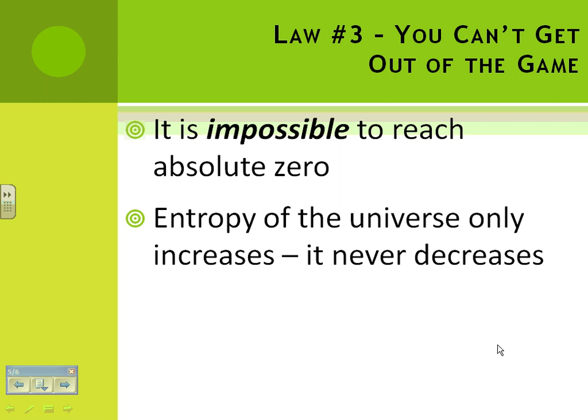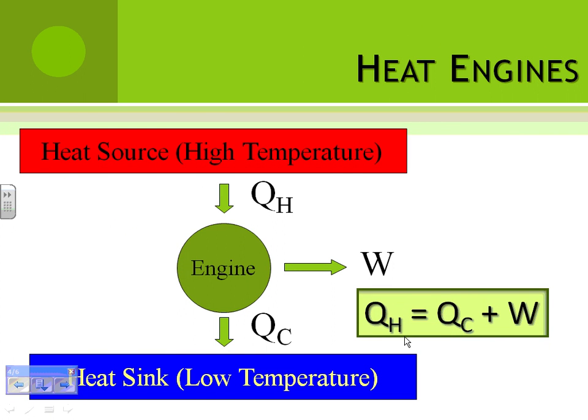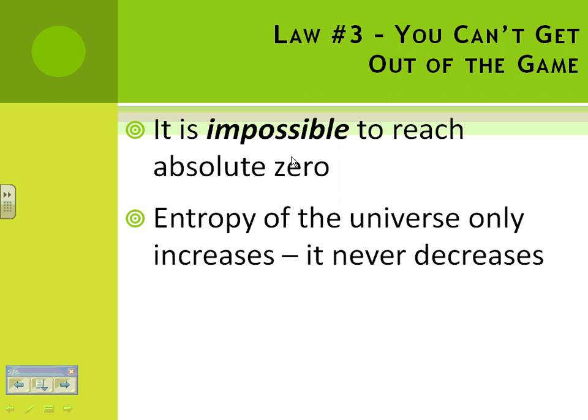Okay, and the last one is that it is impossible to reach absolute zero, and I like to call this "you can't get out of the game." So not only can you not break even, you do not have the ability to get out of the game. If you had the ability to get down to absolute zero, then think about this: if we go back, the low temperature QC would be equal to zero, and that would end up being QH is equal to W, and that's something that we can't have according to the second law. So it is impossible to reach absolute zero.